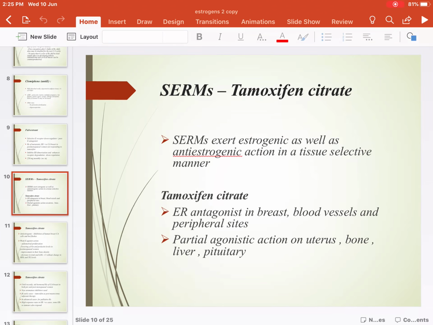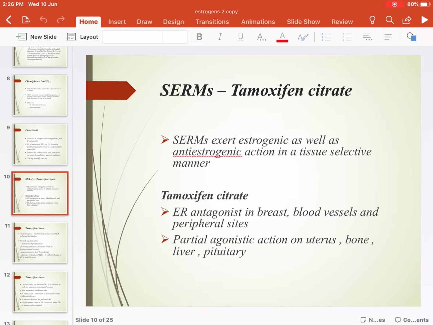Tamoxifen citrate is a SERM. What is a SERM? Selective estrogen receptor modulator. How do these function? These have agonistic action on a few estrogen receptors at a few places, and antagonistic effect at a few places, or they can have partial agonism at a few places. So we'll look into the action of tamoxifen citrate. It can at the same time exert estrogenic as well as anti-estrogenic action.